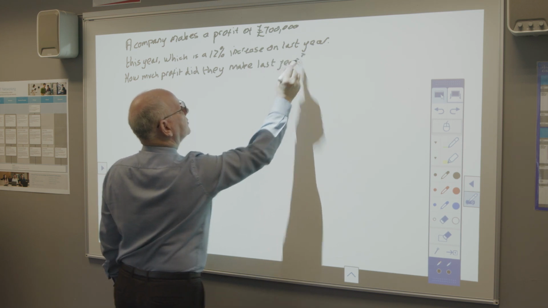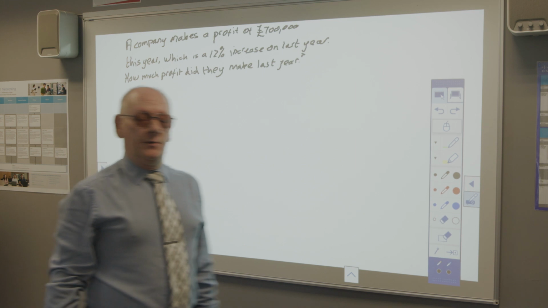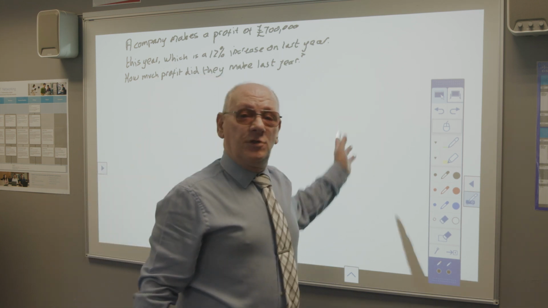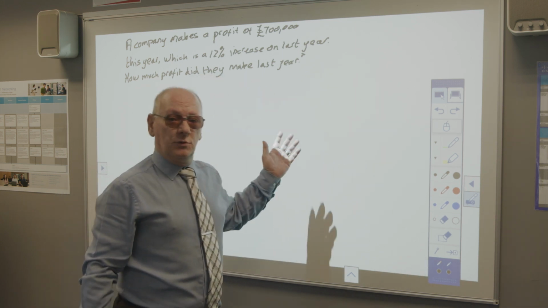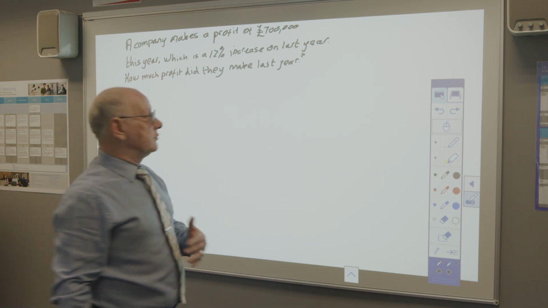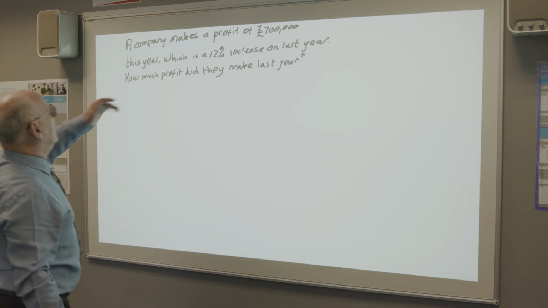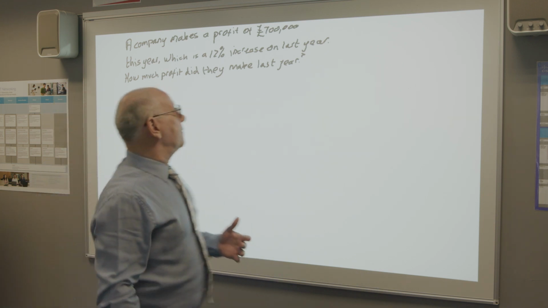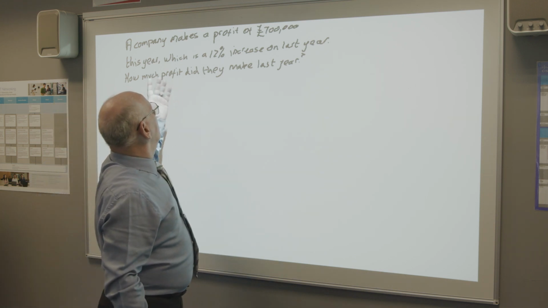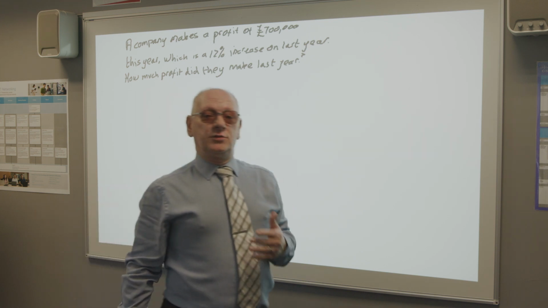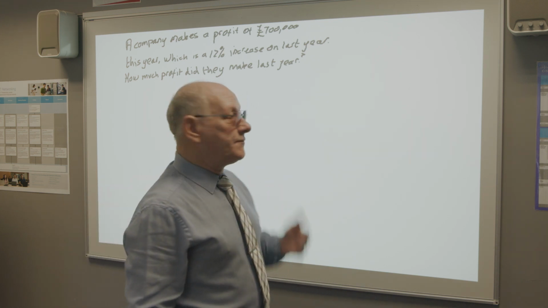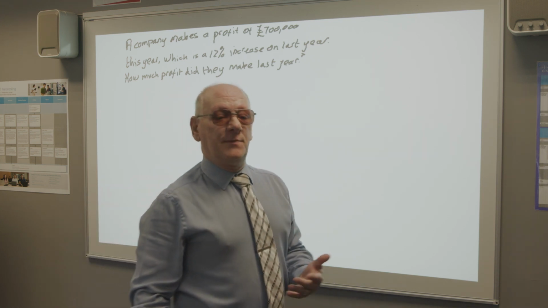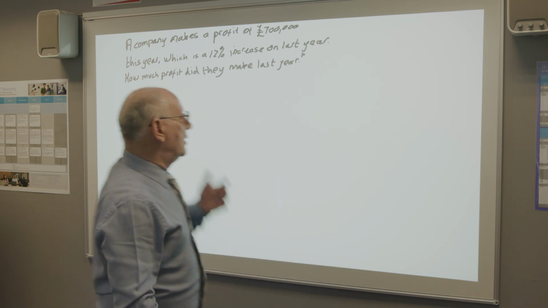There's the question, almost word for word. And I can do this because it's not going to be in your exam, because I've used it once and I'm not going to use it by the time you get to yours. So, a company makes a profit of £700,000. This is a 12% increase on the profit from last year. So how much profit did they make last year?